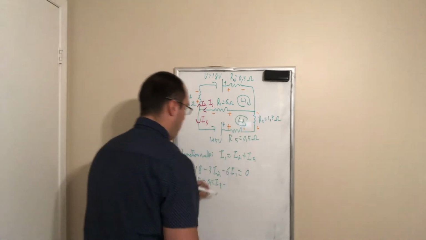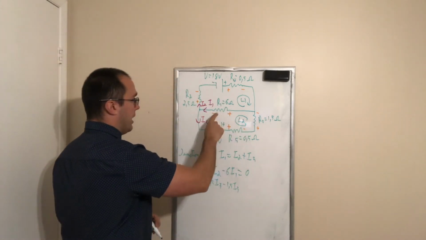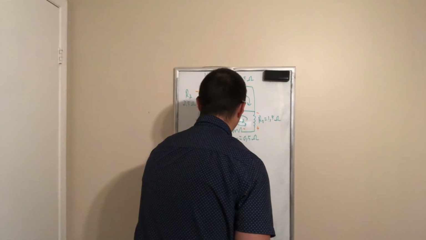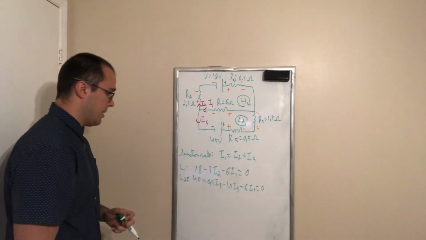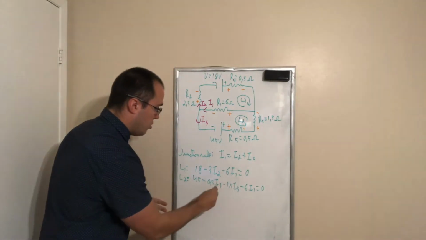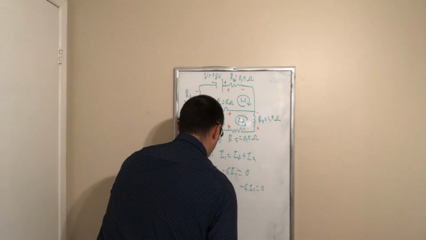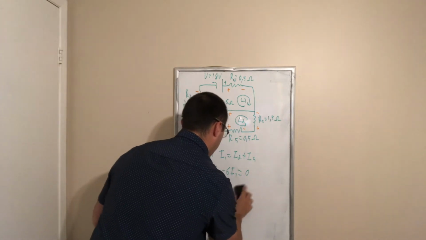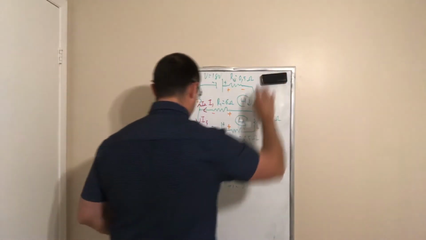minus 1.5 I3. We're going again in that direction. Minus 6 I1 equal 0 in this case. So again, I'm going to erase these two terms, simply combine them together. I think it's more natural. So minus 2 I3 and minus 6 I1, it is equal to 0 in this case.